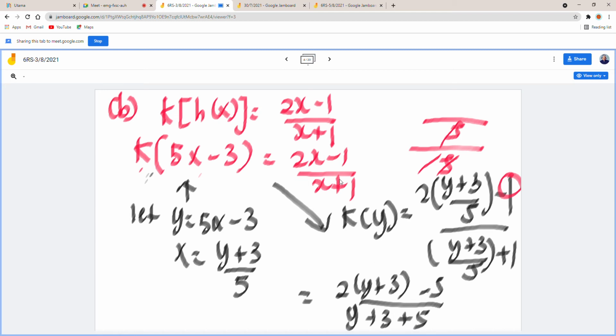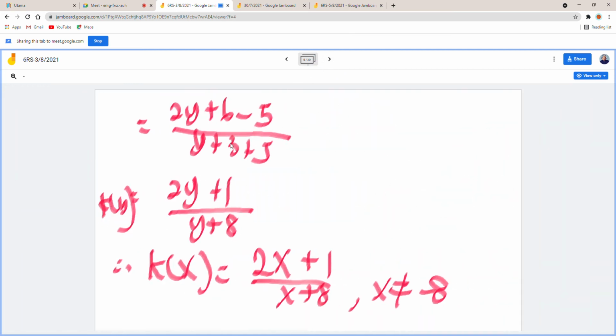Okay, and then you get the kx. Now you have to mention x is not equal to negative 8. You know why, right? Why are we mentioning this?